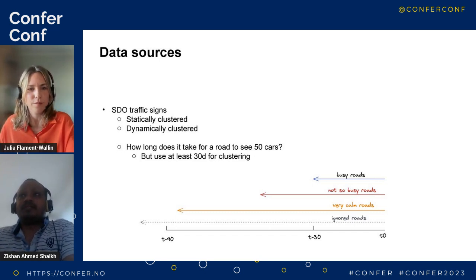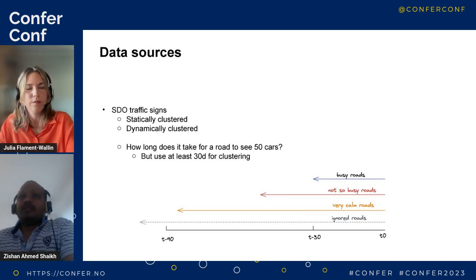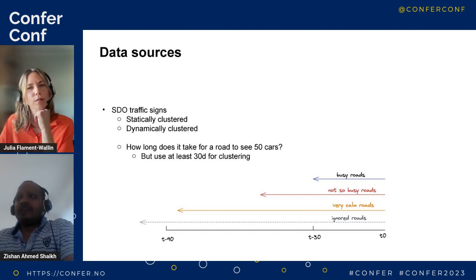Thanks, Julia, for the introduction. So as Julia mentioned, the data is noisy. We need to clean it up or make sense of it, aggregate it before we're confident that the sign is actually there. How do we do this? We basically started with a very naive approach by clustering it statically for a fixed amount of time, let's say 7 days or 14 days.